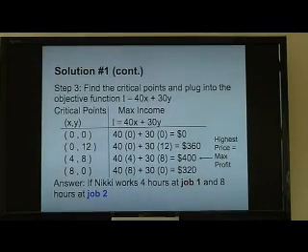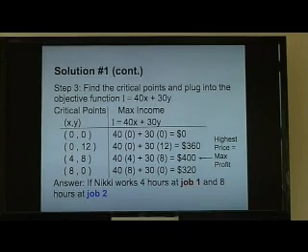Solution number 1 continued. Step 3. Find the critical points and plug them into the objective function I equals 40x plus 30y. Critical points: 0 and 0, which comes down to $0; 0 and 12, which comes to $360; 4 and 8, which comes to $400; and 8 and 0, which comes to $320. Answer. If Nikki works 4 hours at job 1 and 8 hours at job 2, she'll have the maximum profit.